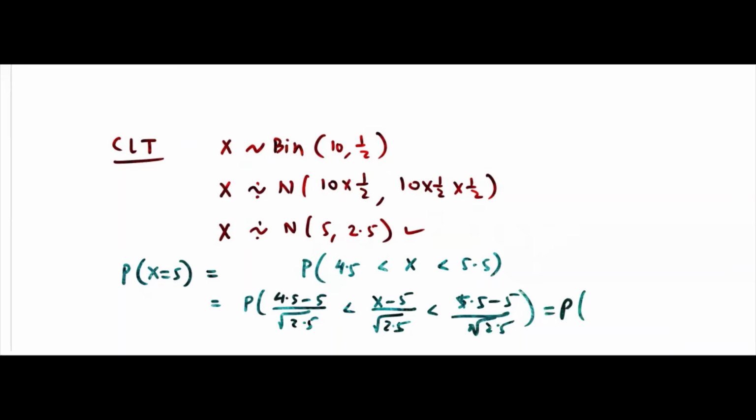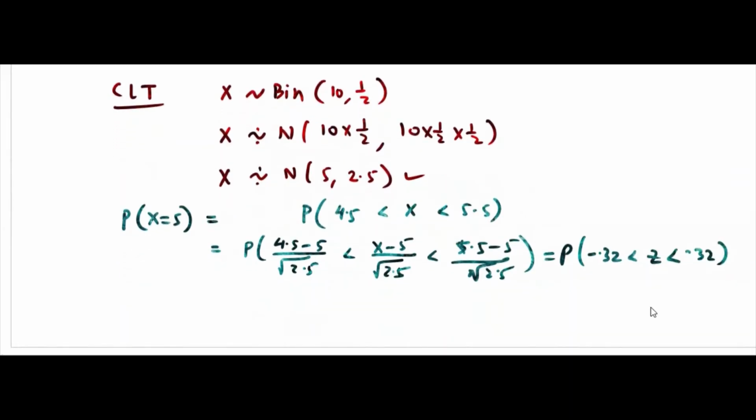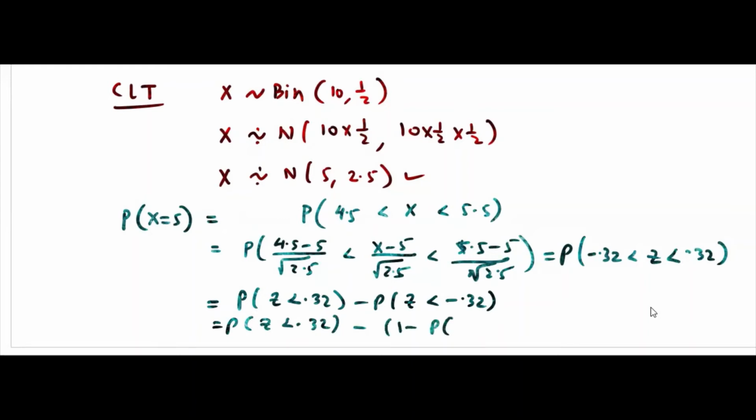And if you find these values, minus 0.32, you will get 0.32 here. And then again here, let me write it this way: probability z is less than 0.32 minus probability z is less than minus 0.32, and that will be probability z less than 0.32 minus, here this one you can write as 1 minus probability.